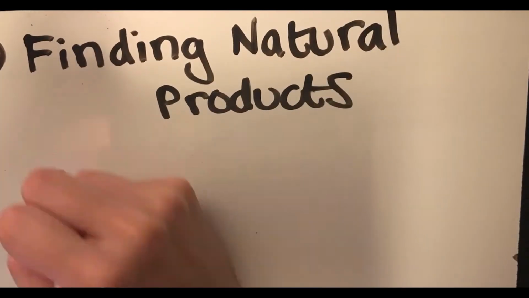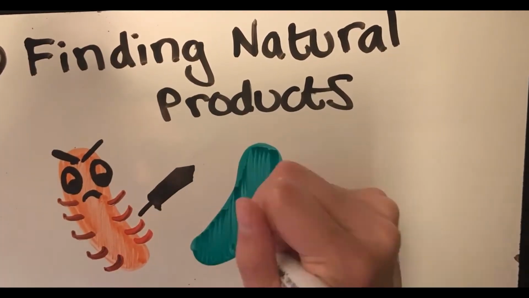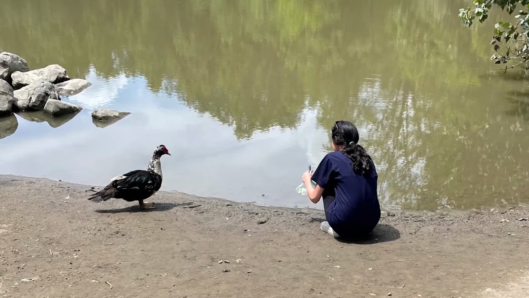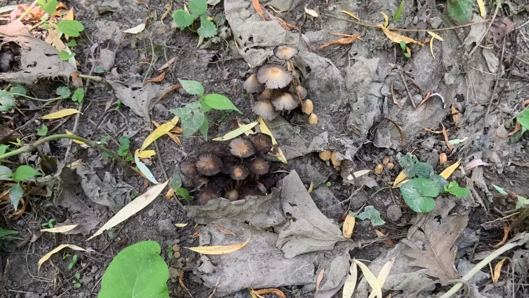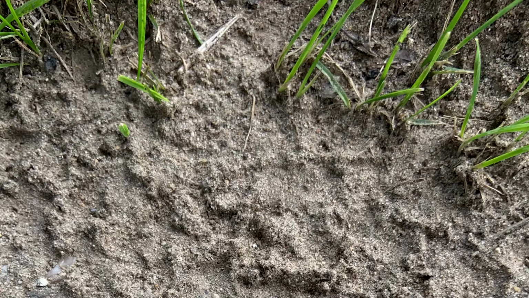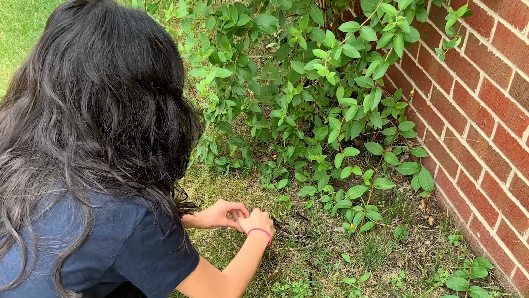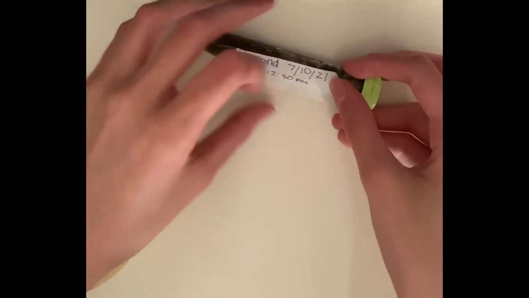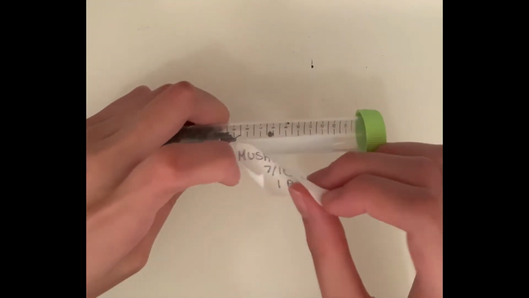First, we have to look for natural products. We're looking for places where there's a lot of different kinds of bacteria fighting. This could be in certain trees, bodies of water with a lot of organisms like ducks, these funky mushrooms, an anthill, or sometimes even a dead organism. When we find the location that we want, we can then take soil samples from each of the places so that we can grow the bacteria inside of them.